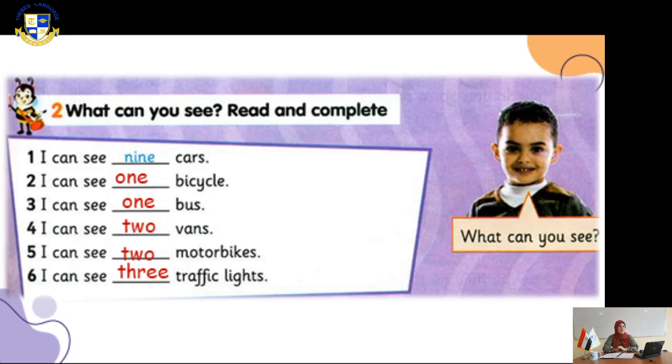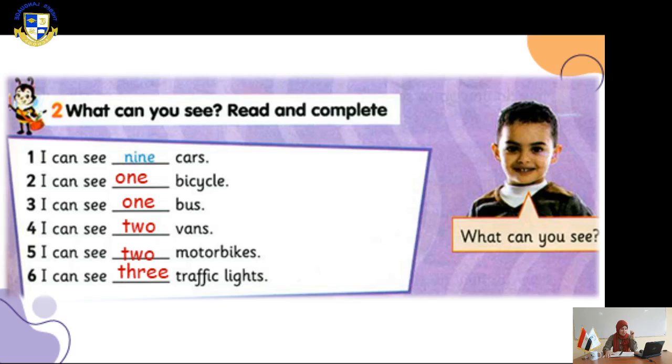Exercise number 2 in the same page. What can you see? You will look again at the picture above and you are going to read and complete. Number 1 is already done. I can see 9 cars. You are going to count. Number 2, I can see how many bicycles? Look at the picture. How many bicycles can you see? I can see 1 bicycle. Excellent. I can see 1 bicycle.